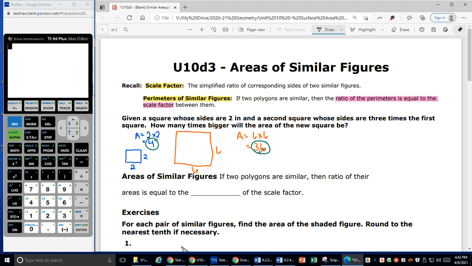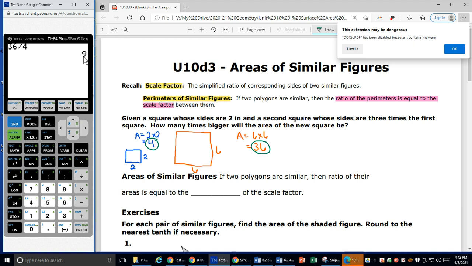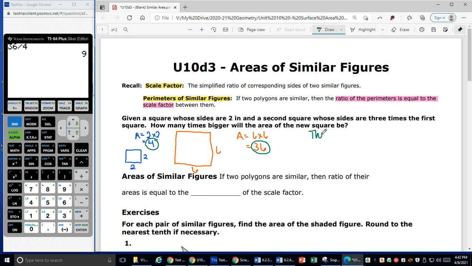4 times what gives me 36? Well, if I do 36 divided by 4, I'm going to have to do 4 nine times to get to that 36. So how many times bigger will the area of the new square be? The new square will be 9 times bigger than the old square.